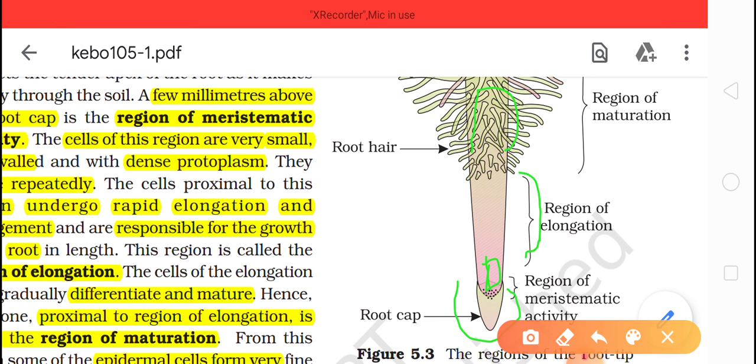They differentiate and become mature in the region of maturation. After that, the root hairs are developed in the region of maturation also, and that is also important. What is the function of root hair, and what happens in the region of maturation, region of elongation, and region of meristematic activity? All these things should be clear with you.